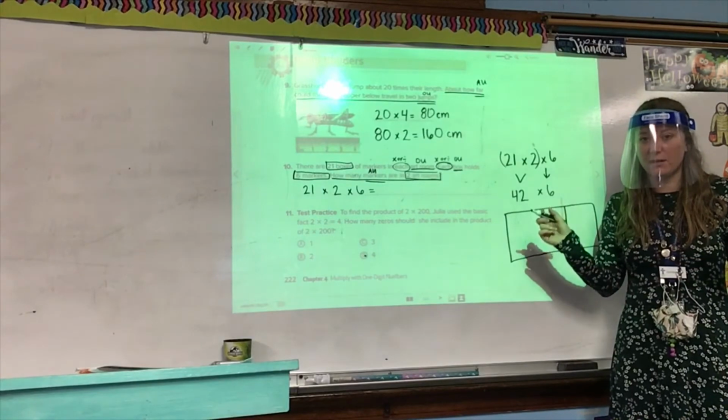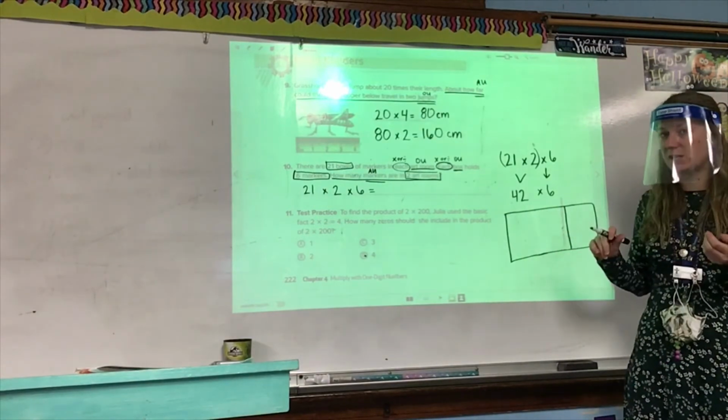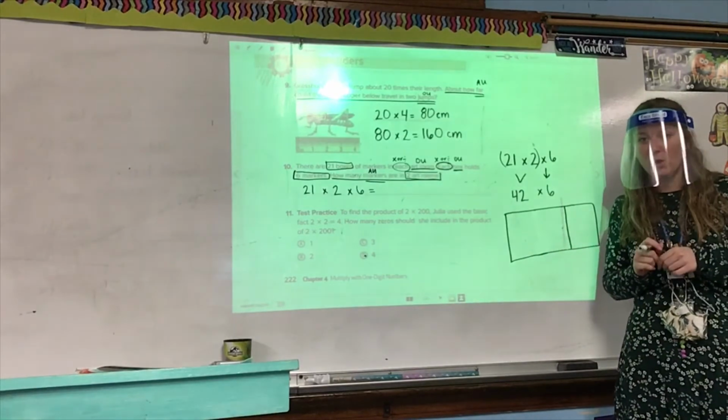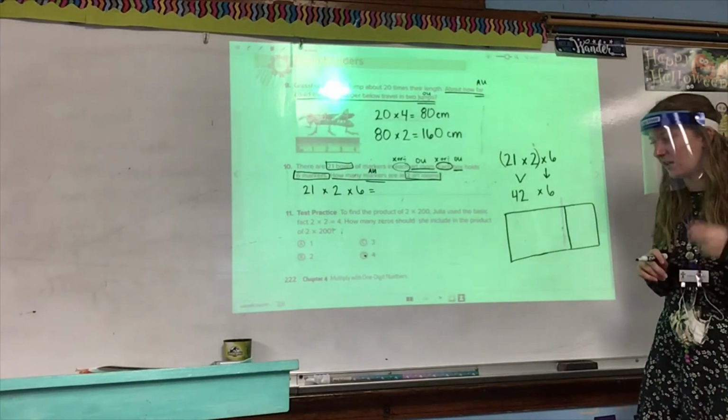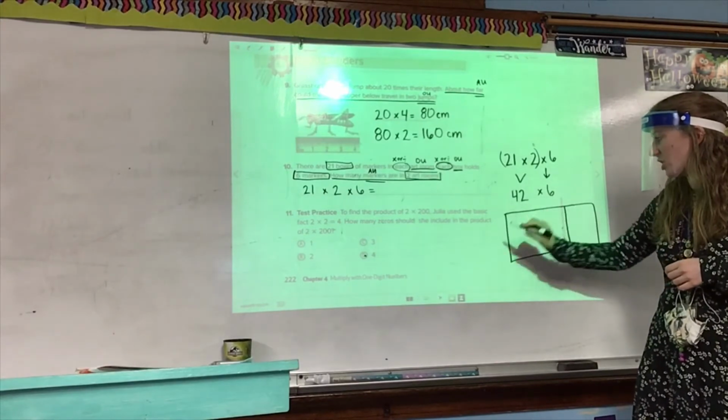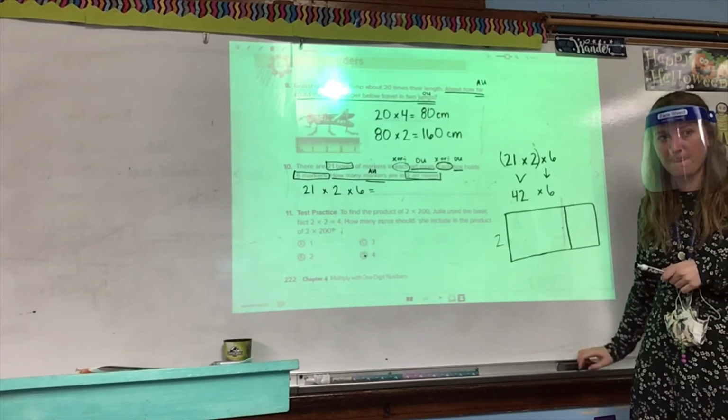I've got an area model. I've split it. I've got my rectangle. I split it into 2 pieces. The side representing my tens is bigger than the side representing my ones. So what do I do next? Colin: put the smaller digit on the left side. That would be this 2. Is that what I do?